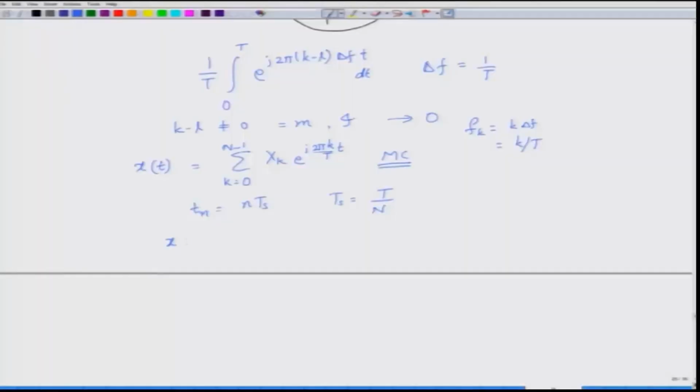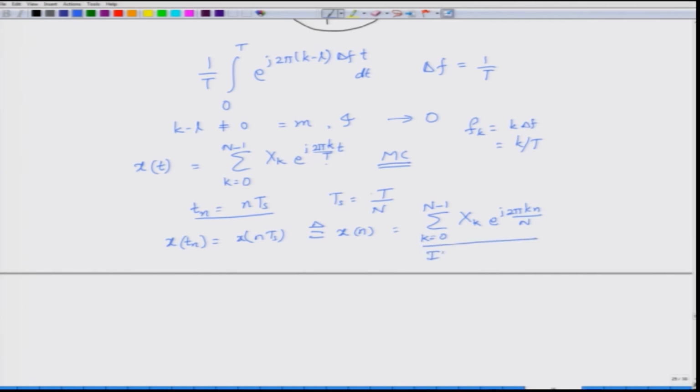So, the sampled signal x of t_n, which is given by x of n T_s and in compressed notation written as x of n, is given by the summation k equal to 0 to n minus 1 of x_k. There is no change there, but in place of t you have to go to the discrete time, which is n T_s, which is n into capital T by N. There is a T in the denominator here and a T here, those T's will cancel out, and what you get is e^(j 2 pi k n by N). And if you know your DSP, then you know very well what this expression is.